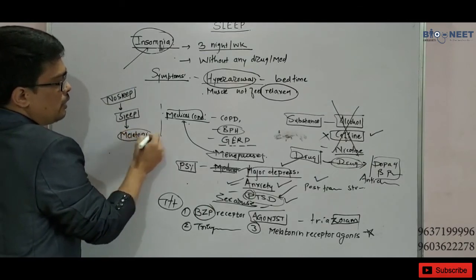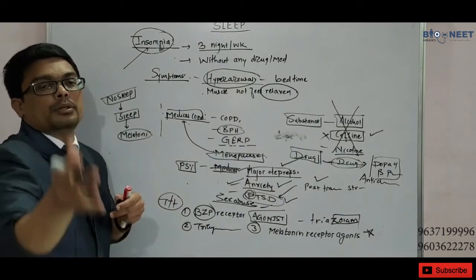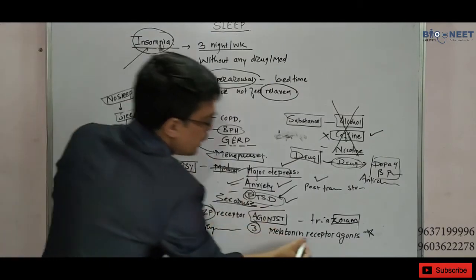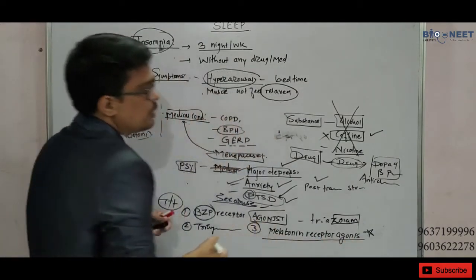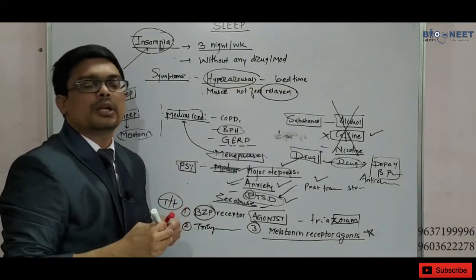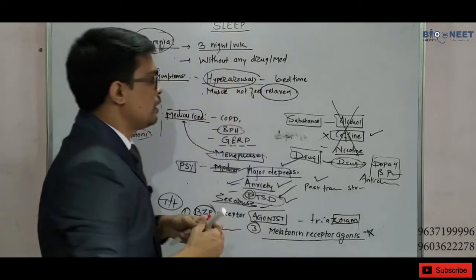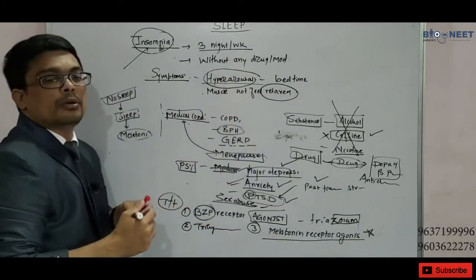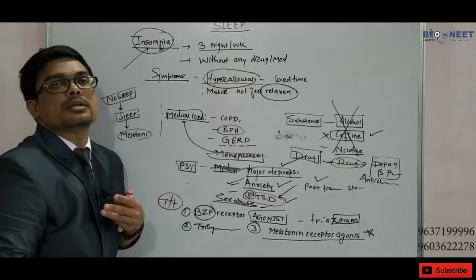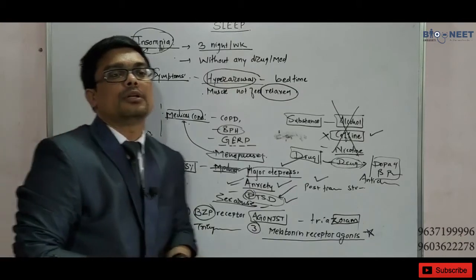And this melatonin, you already know, acts on the VLPO center, and that VLPO center releases GABA and first makes you sleep. So if this is not working properly, give the melatonin receptor agonist drug. This is what I want you to remember. There are so many melatonin receptor agonist drugs, for example Ramelteon. And then you can also try antihistaminic drugs or barbiturates for the treatment of insomnia.